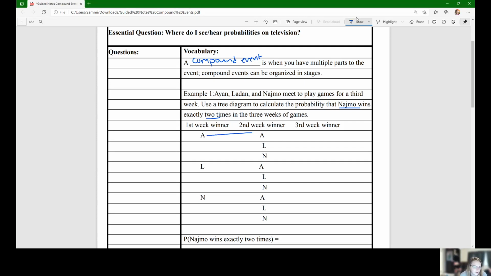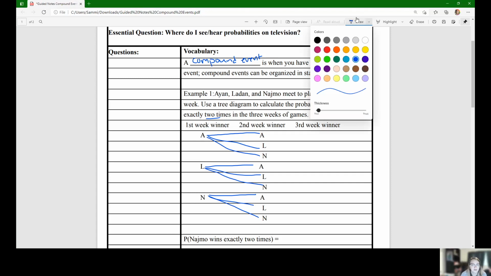If we have Ion win twice, then we could have Ion or Ladon, then we could have Ion and Najmo. So what we're doing is we're going to try to list every single possibility. So we have our 3 girls playing. So if Ion wins the first one, any of the 3 could win the second. Or if Ladon wins the first one, any of the 3 could win the second. Or if Najmo wins the first one, any of the 3 could win the second.